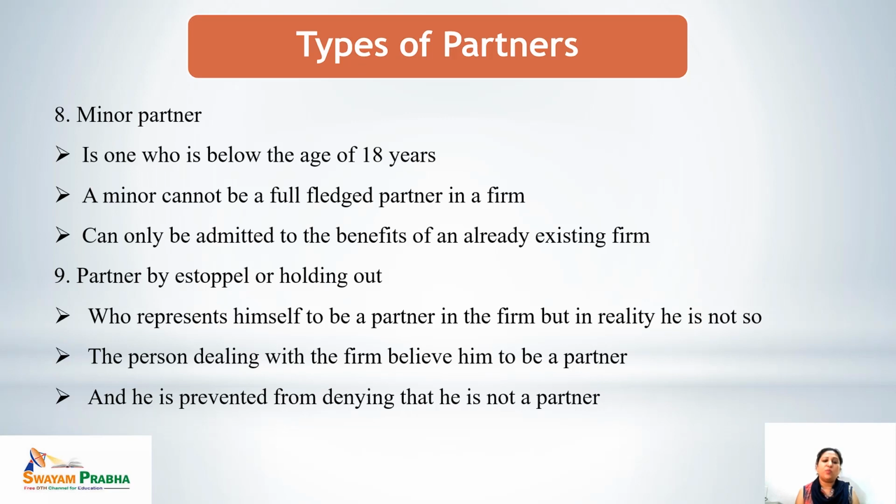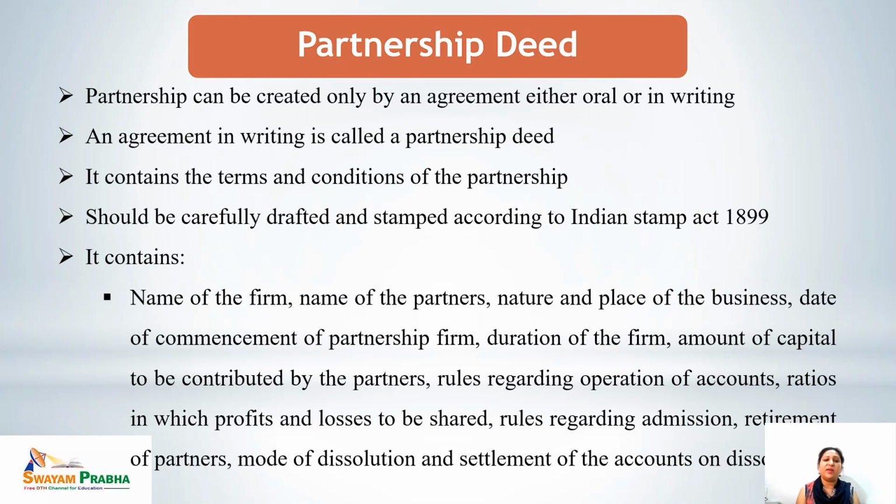Next, partner by estoppel or holding out. When some person represents himself as if he is a partner in a firm, but actually he is not, the person who deals with him, assuming that he is a partner in the firm, is protected. The person who is pretending is prevented from denying that he is a partner. So this type of partner is known as a partner by estoppel or partner by holding out.